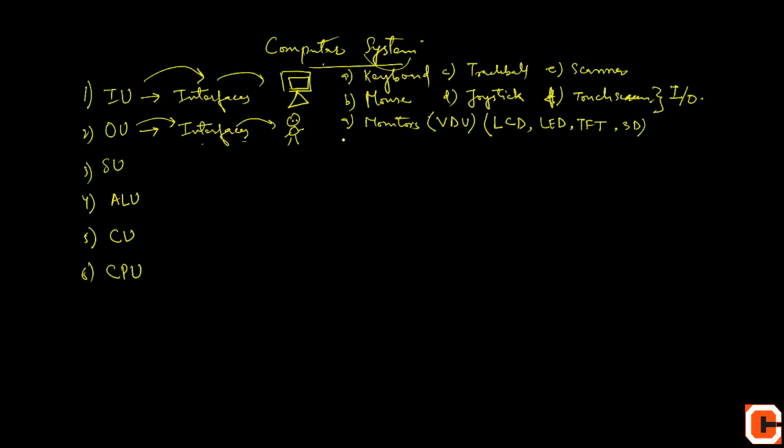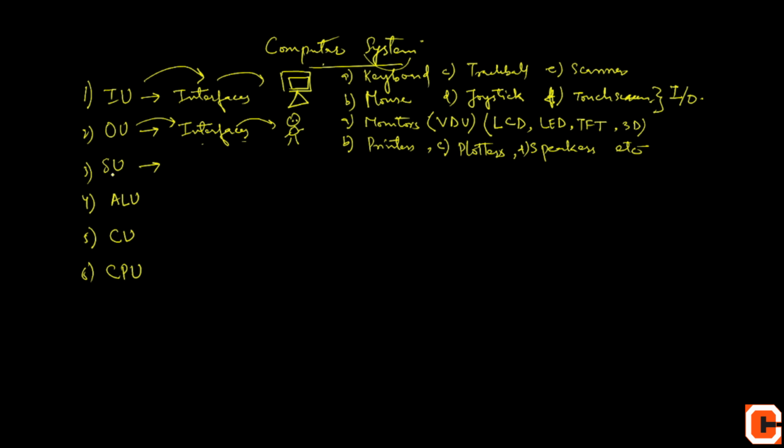In this output unit, we have a few more examples like printers, an important output unit. We have plotters, yes. We have speakers. These are all examples of output unit.